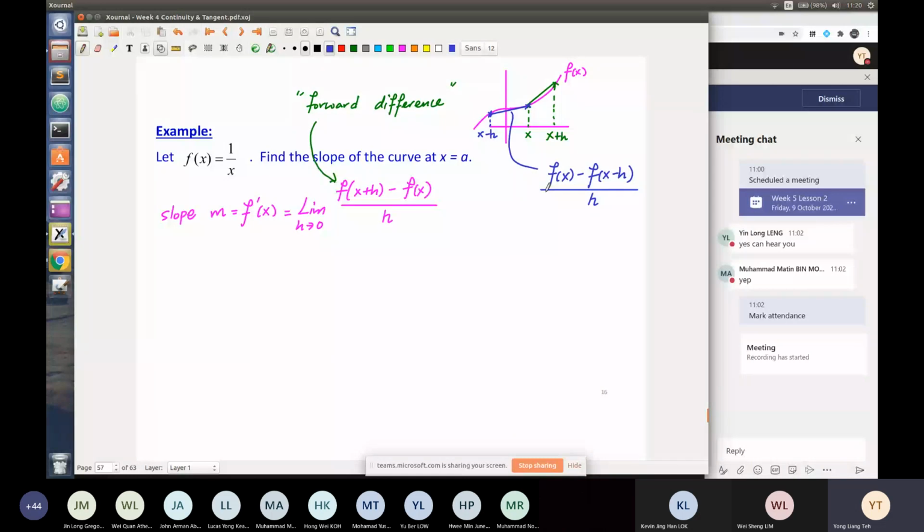So this is known as the backward difference. If you take the limit as h goes to 0 using this backward difference, you can also derive the slope function, or the gradient function.